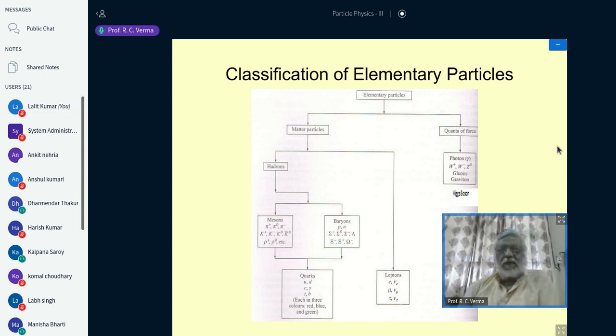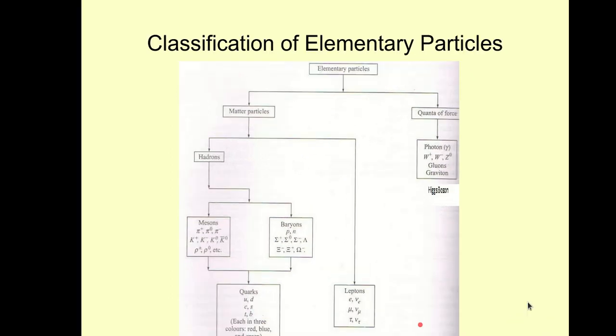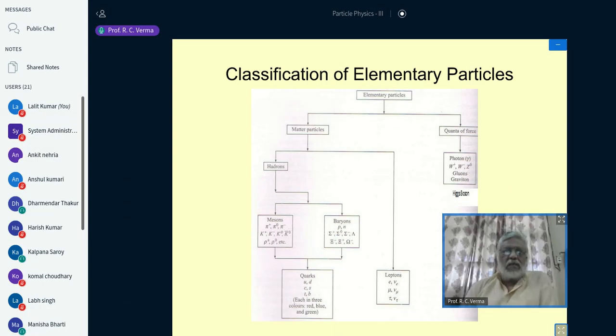So this is where we left yesterday. These are the broad classification of elementary particles. We all know that elementary particles are either fermions or bosons. So what we see here is that we can categorize them in two parts, that is matter particles, which essentially constitute the matter, and quanta of forces, which are exchanged between the matter particles in order to participate in electromagnetic, weak, strong, and probably gravity.